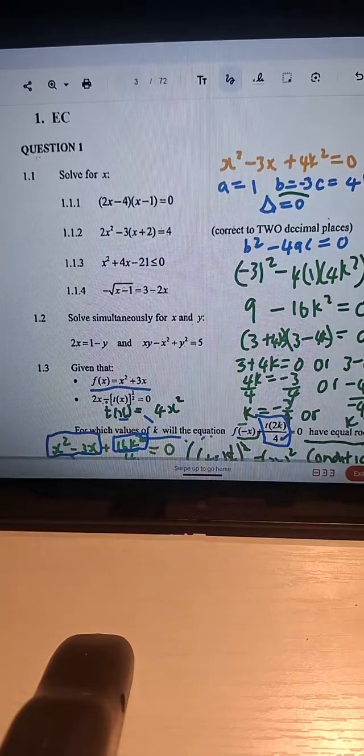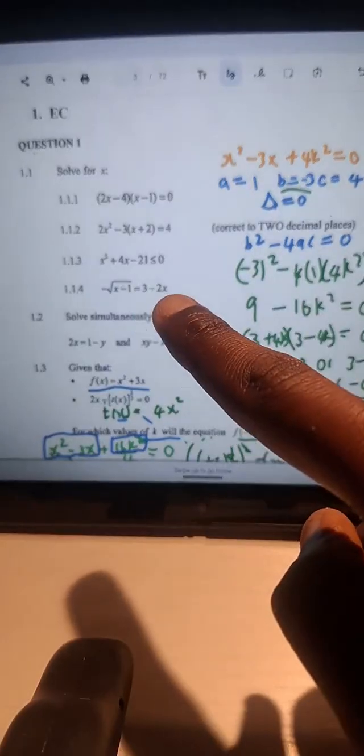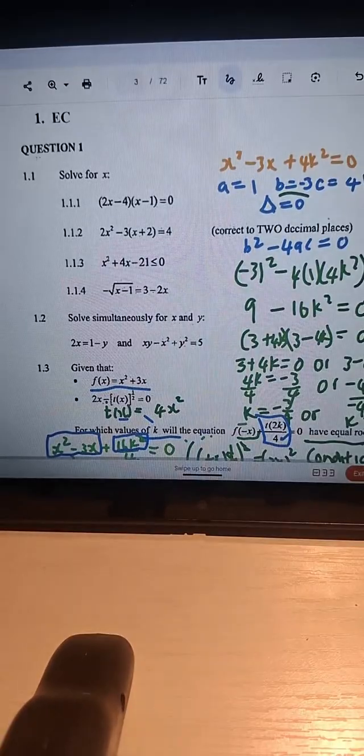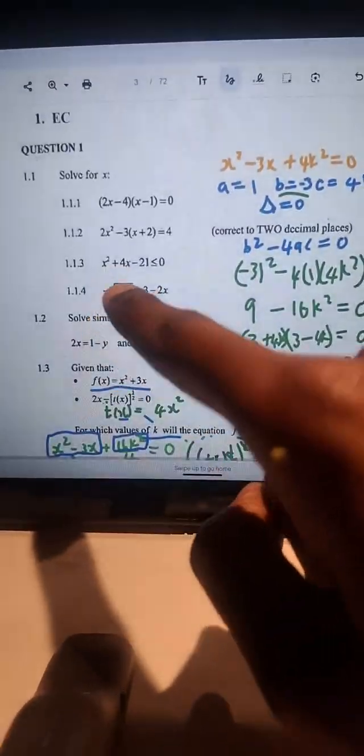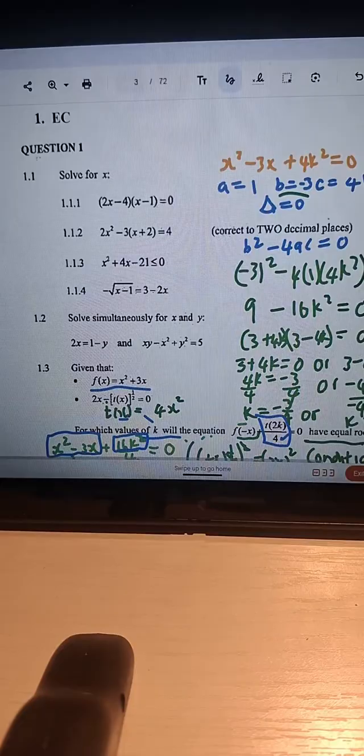Simultaneous equations. Oh guys, glorious marks, those ones. Sorry, surd equations first. When you are sad and you are alone, this is a surd equation. You must make sure that you isolate the surd, you square both sides. After squaring both sides, you basically move it along until you are able to get your standard form.